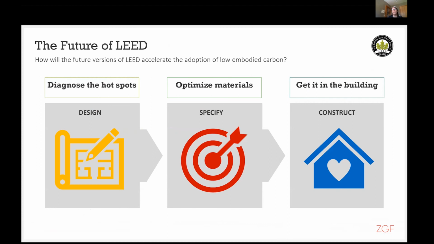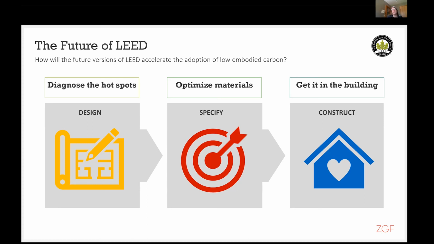So you can see there's kind of the bones of this idea in LEED right now. But I think, as we in the MR TAG are starting to talk about the future of LEED, we're really going to double down on that idea of we don't want to just see you thinking about embodied carbon in design or specifying embodied carbon. We want it in the building, but we understand that all those pieces are important.